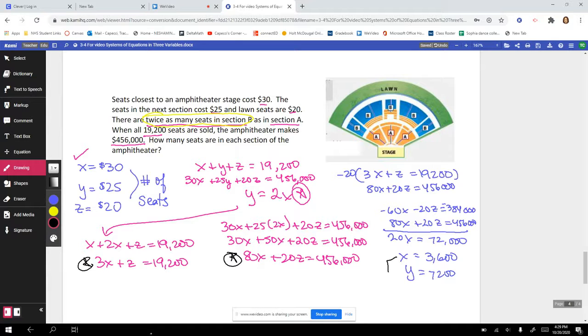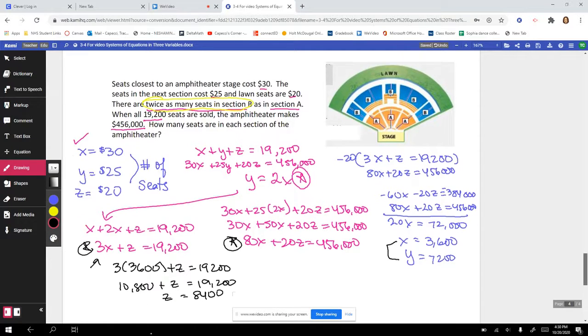Okay, so now we will take our two values and figure out what z is. We can go back and use this equation right here. I have 3x, which I know. Sorry, I know 3x. I know what that x stands for, 3,600, so 3 times that plus z is equal to 19,200. So that's 10,800 plus z is equal to 19,200. So z is equal to 8,400.